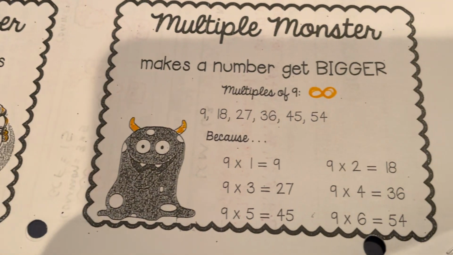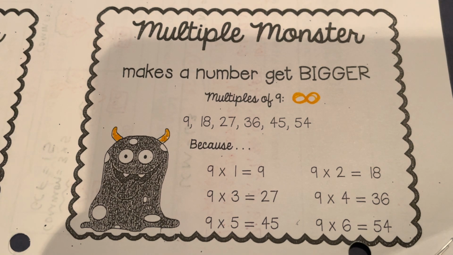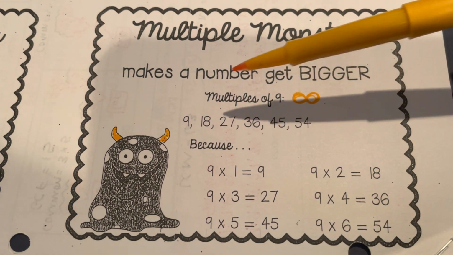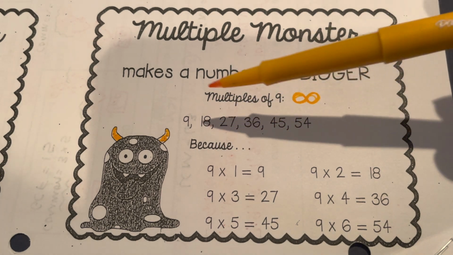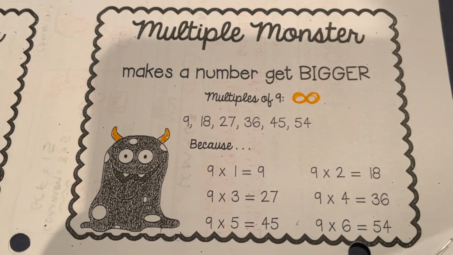And then multiple monster, just a good way to remember, it makes a number get bigger or greater. Multiples of 9, of course, are infinite, that little infinity symbol, because they just go on forever. But here's the first 1, 2, 3, 4, 5, 6 multiples of 9. So just nice vocab on the back here for you to help you review.